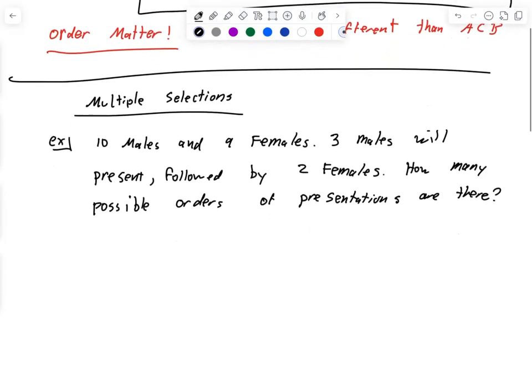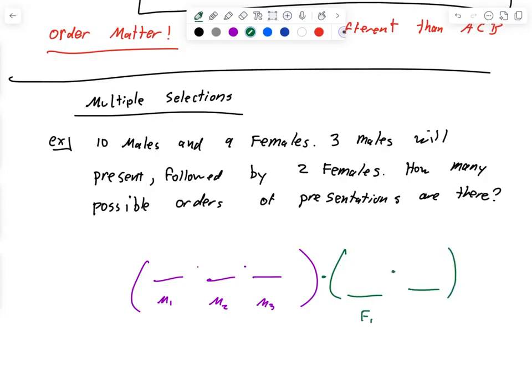So utilizing the counting principle is still something that's going to be very helpful for you, because we want to ask ourselves, how many selections are we making? So I like to think of it as, hey, first I have to make 3 selections. These are the males. So I got male 1, male 2, male 3, times, and then times I have 2 females. Female 1 and female 2, where ordering matters.